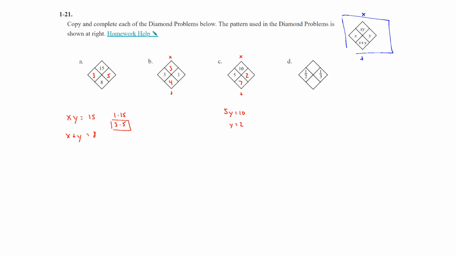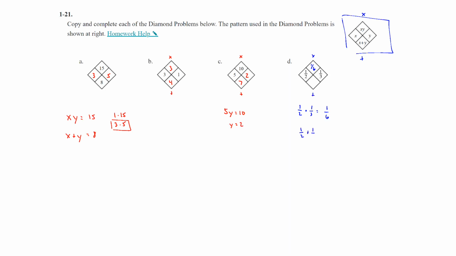And then the last one, we have fractions, but that's okay. Same process. We just need to take the 1/2 and multiply it by 1/3 to get the top. We can just multiply straight across, so that would be 1/6. And then we need to add to get to the bottom.